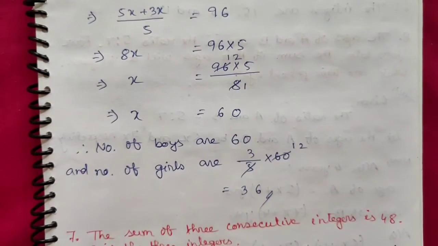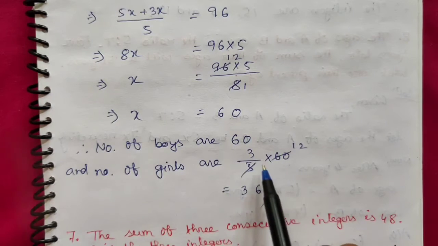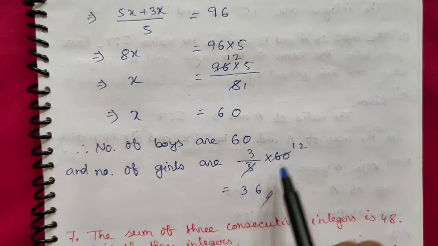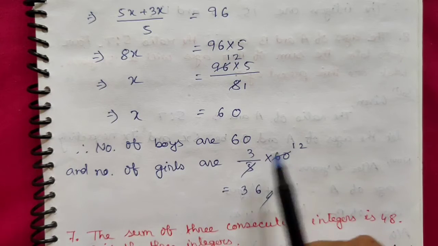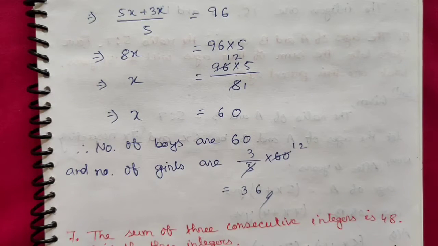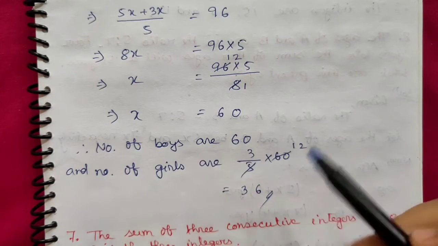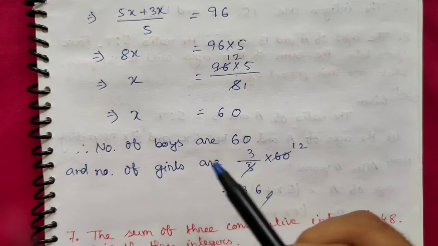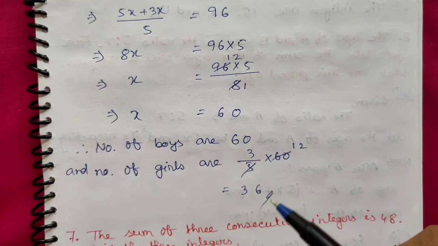Now x means what? X was number of boys, right? Therefore number of boys are 60 and number of girls are what? 3 by 5 of x, that is 60. So 5 with 60 got cancelled with 12, right? So 3 into 12 is 36. Now number of boys is 60 and number of girls is 36. So if you add them, 60 plus 36 is 96. That is the total number of students of the class, right?